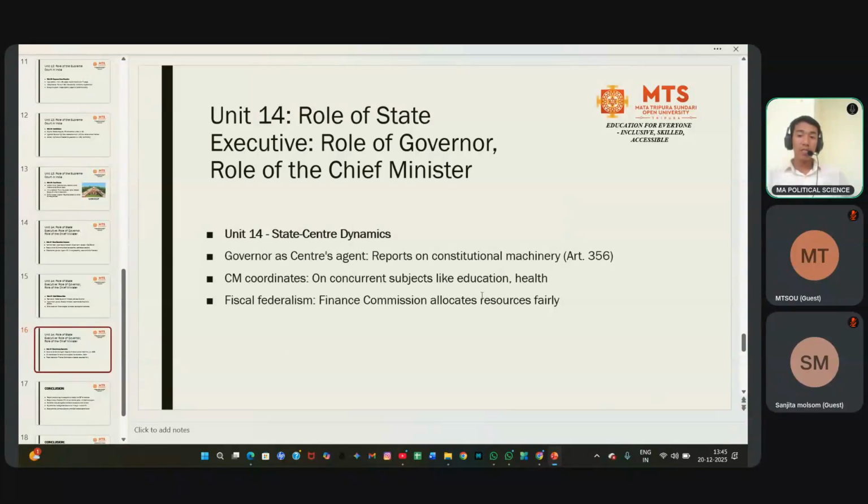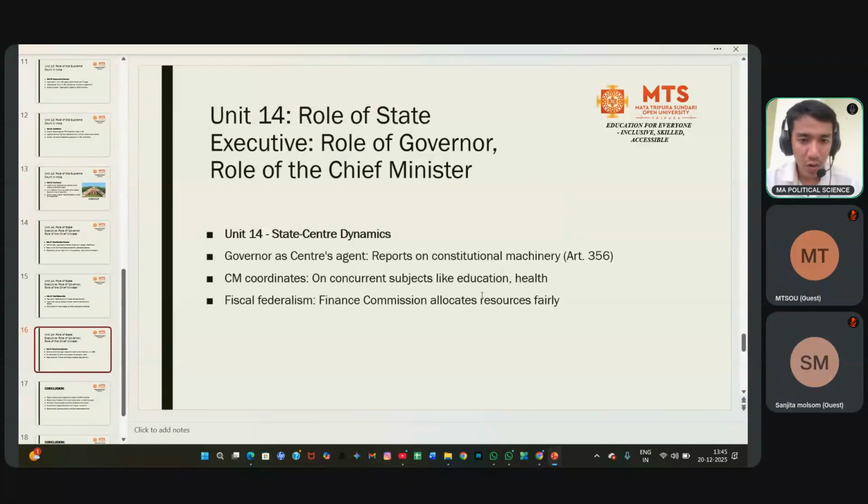Reports on constitutional measure, Article 356. If the governor feels that the constitution has failed in some state, he can give a report to the president that the constitution has failed in the state, and it can be declared an emergency under Article 356. If the governor feels the state is not functioning as per the constitution, as per the rule of law dictated in our constitution, the state can be declared an emergency under Article 356 by the president on the advice of the governor.